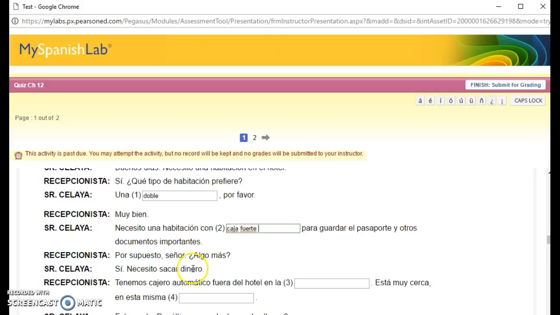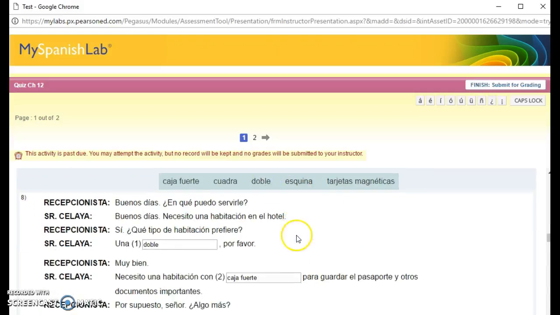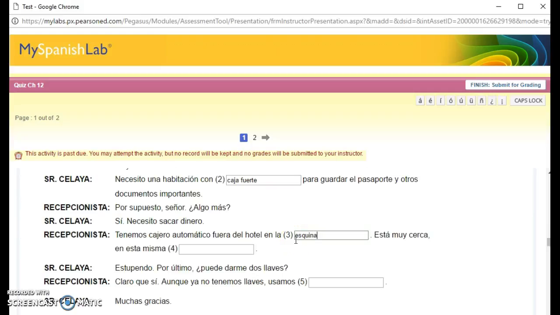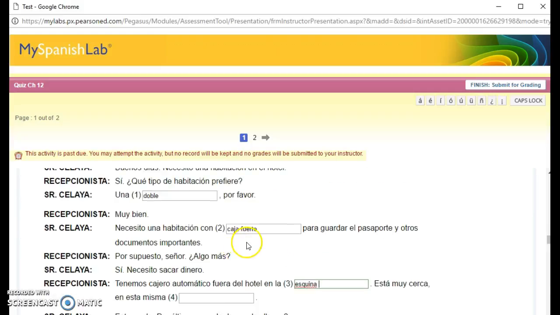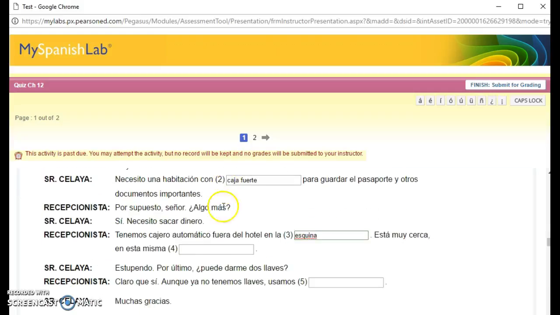What else? I also need to take out money. We have an automatic teller machine outside of the hotel on the esquina, on the corner. Yeah, okay. It's very close by. En esta misma cuadra, on this same block. All right. Great. And finally, can you give me the keys?